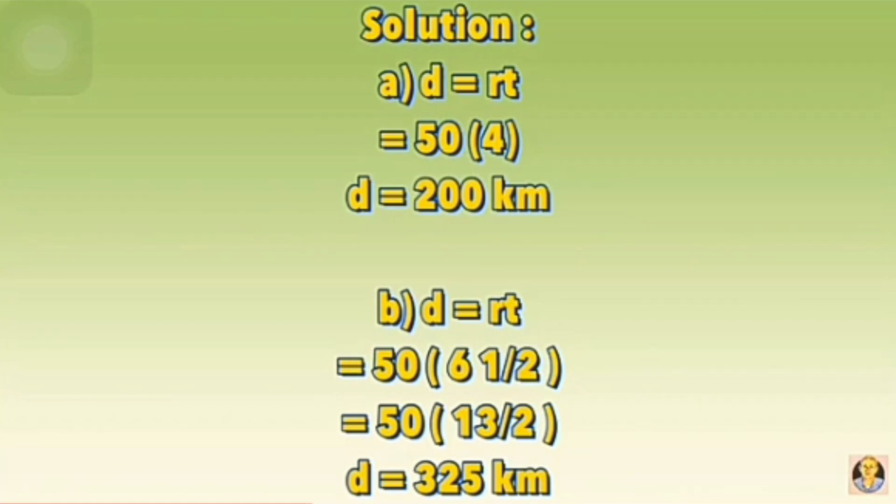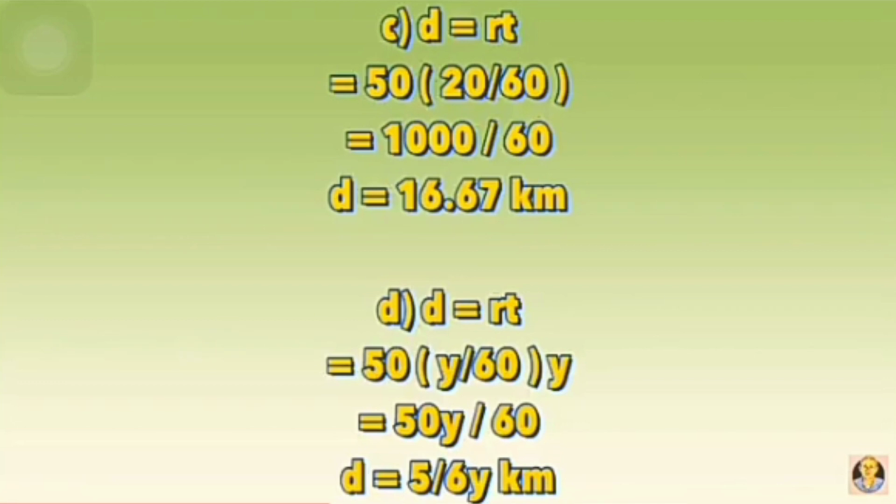And for letter C, D equals RT again, our formula. Then the same rate in kilometers per hour is 50, and the time is 20 minutes. We have to divide by 60 because our rate is in hours. That's why we're going to divide it by 60 minutes. So to simplify now, 50 times 20 divided by 60, we have 1000 over 60. Then 1000 divided by 60, we have 16.67 kilometers covered in letter C.